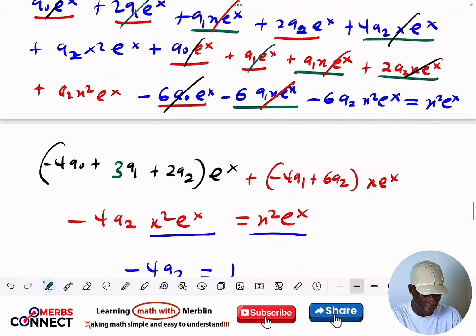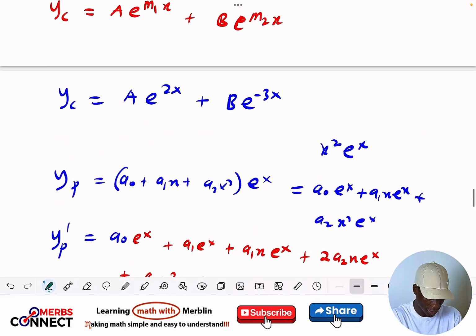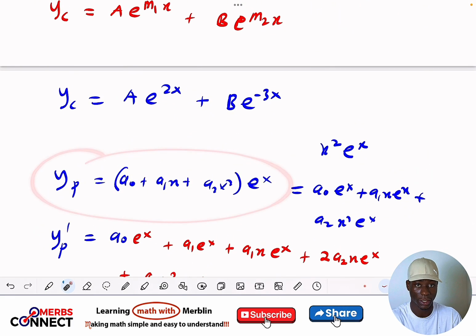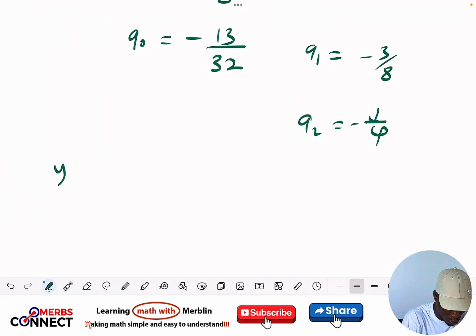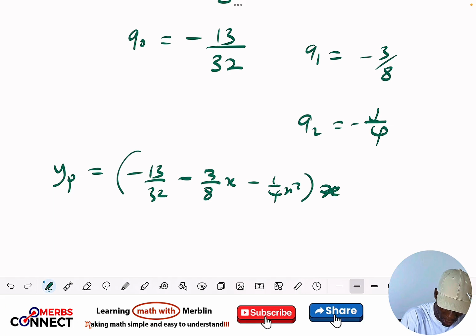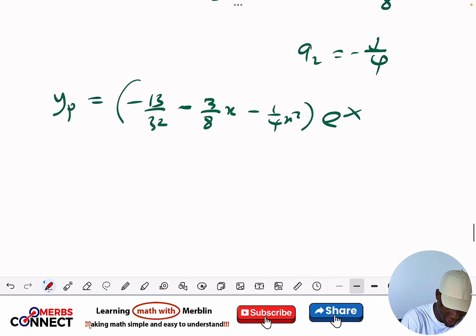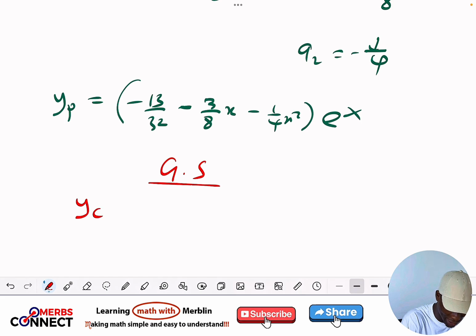So we are going to plug it inside our trial solution, which is this. This is our trial solution, right? So let's plug it in and see what we are going to get. We are going to have YP equal to minus 13 over 32 plus minus 3 on 8x minus 1 on 4x squared, all times e to the power x. We add the trial solution to the complementary solution to get the general solution. So Y is equal to YC plus YP.